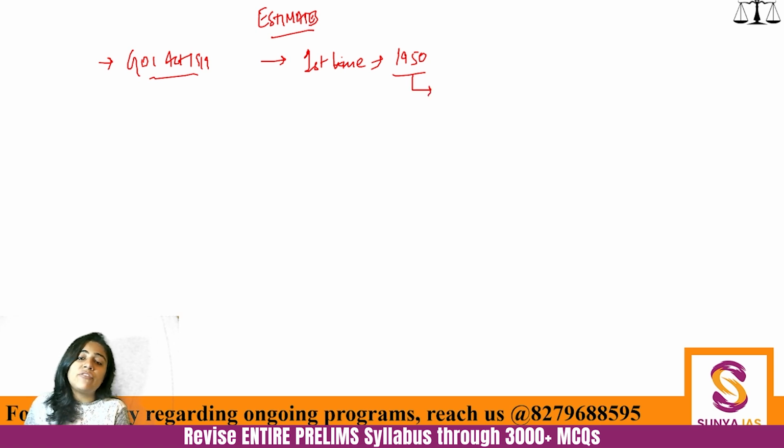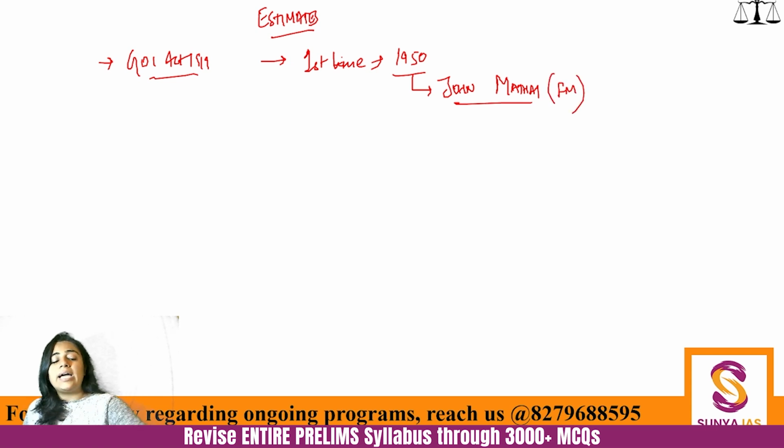It was in 1950, on the recommendation of John Mathai, who was the finance minister, that he recommended there should be an estimates committee. So I hope you will remember this. This is the slight difference regarding the estimates committee. If you get a question on whether the estimates committee was established in 1921 itself, no. The first estimates committee after independence was in 1950.